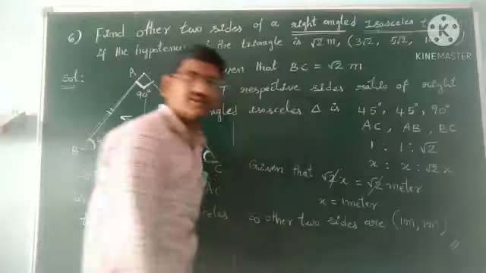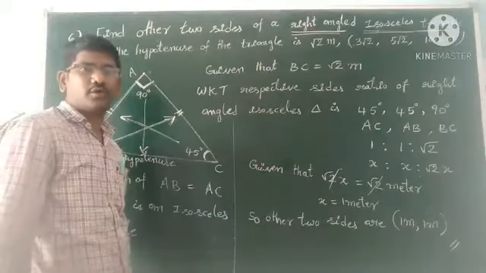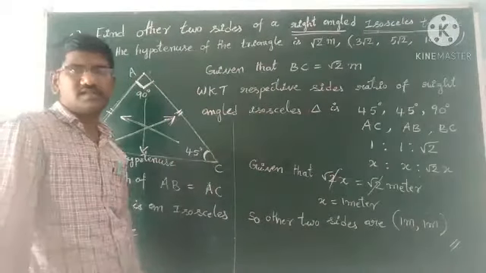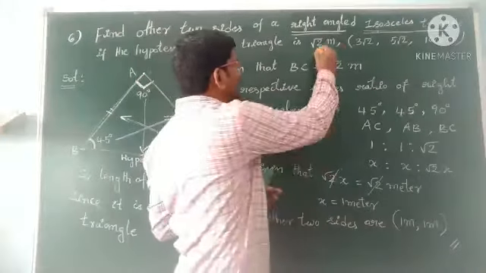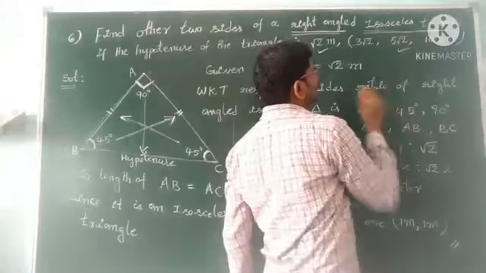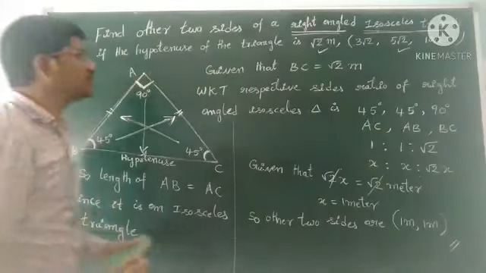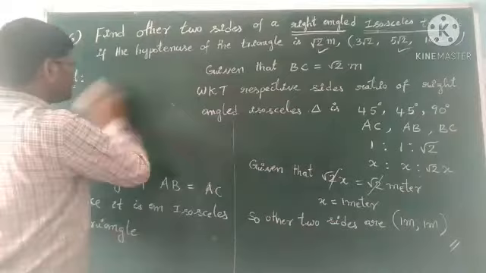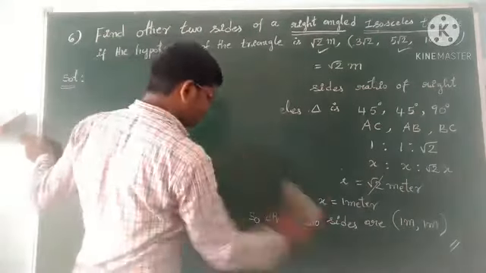This is the answer. Okay students, now I will teach one more problem on the same isosceles triangle. This √2 meters problem I have explained to you. The rest of the two problems you take as homework. Okay students, now one more problem I want to explain.